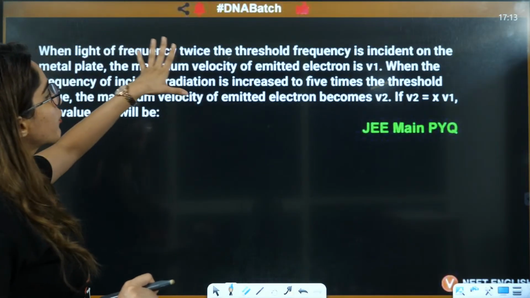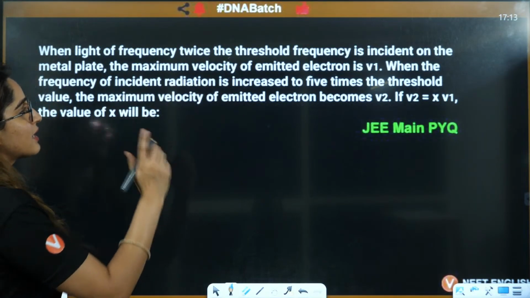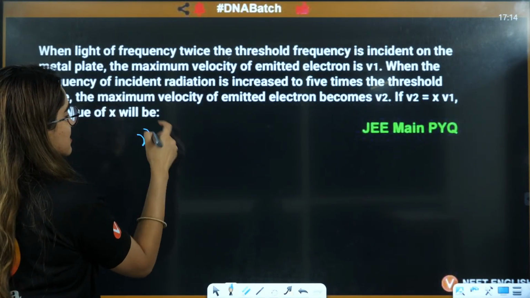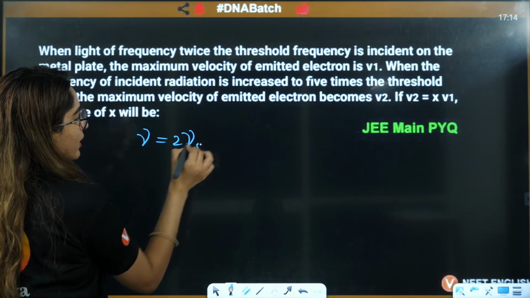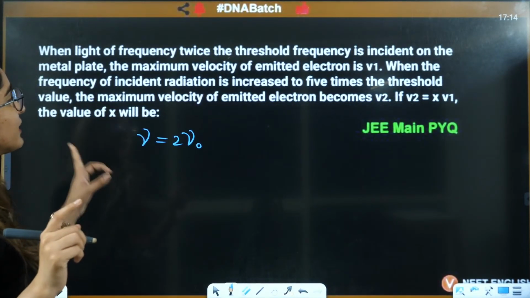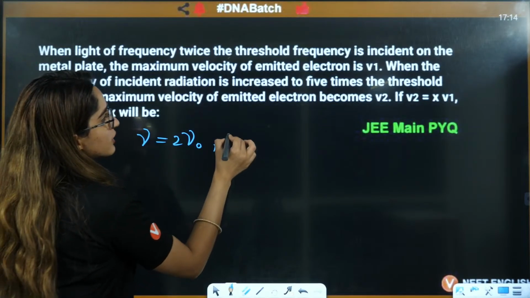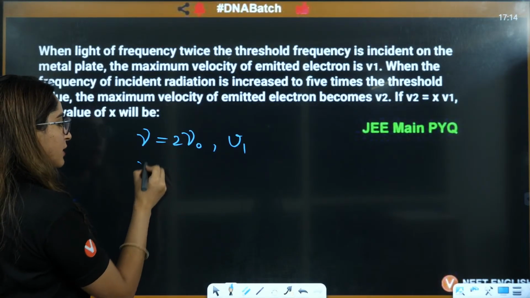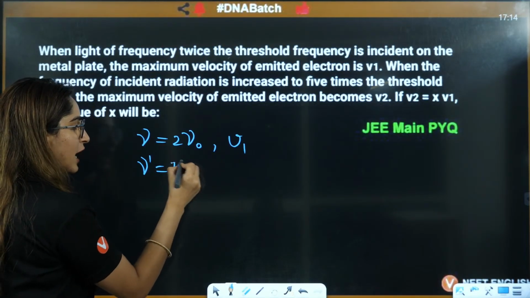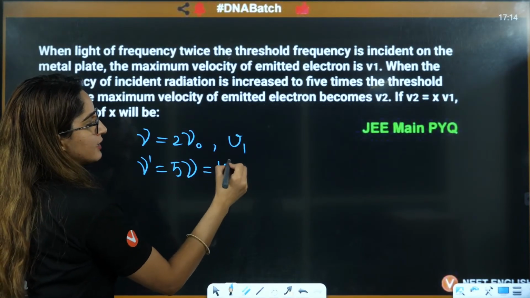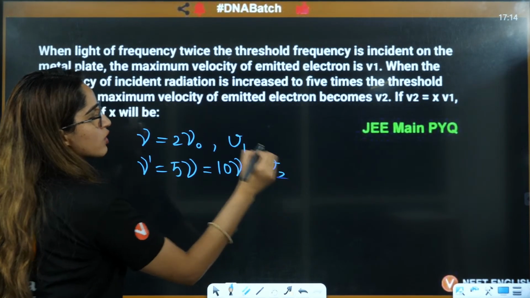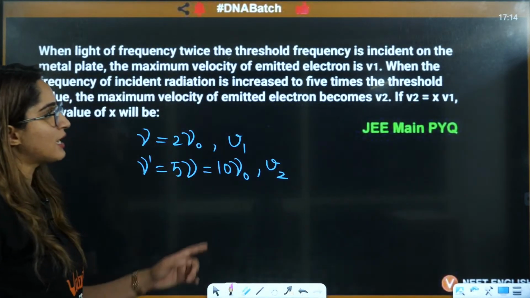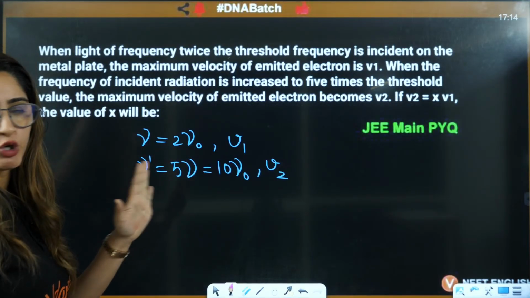When light of frequency twice the threshold frequency is incident on the metal plate, the maximum velocity is V1. When the frequency of incident radiation is increased to 5 times, that means 10 times of mu naught, then the velocity is V2. Now they are asking V2 is equal to X of V1.